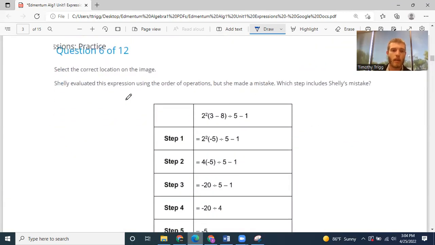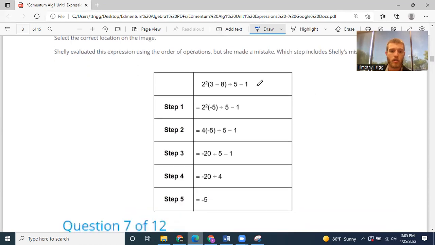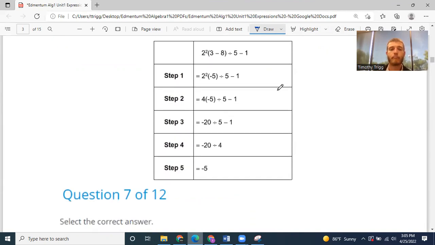Number 6. Shelley evaluated the expression using the order of operations. Again, that's PEMDAS: parentheses, exponents, multiplying and dividing together, adding and subtracting together. But she made a mistake. Which step is Shelley's mistake? So let's look at this expression. What would I do first here? Well, I hope you would see that we would do the parentheses first, 3 minus 8. And she did that correctly. She got a negative 5.